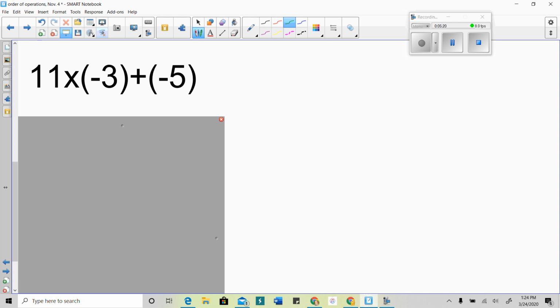Okay. So on this one, do we have parentheses? Yes, we do, but notice in the parentheses there is nothing to do. There would have to be two numbers in the parentheses in order to do something. So those are negative numbers, not minuses, but negative numbers. That's a -3 and a -5. So the only two choices I have are to multiply or to add. So first, I should multiply, and second, I should add.